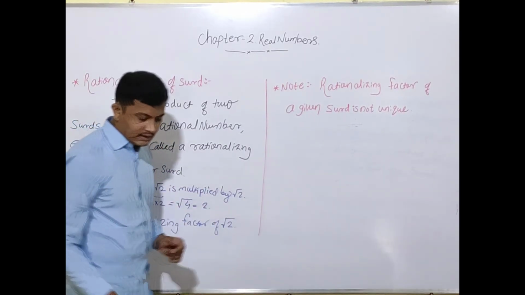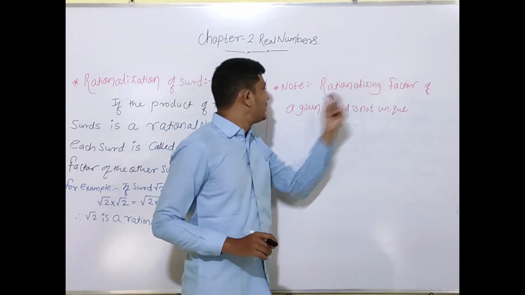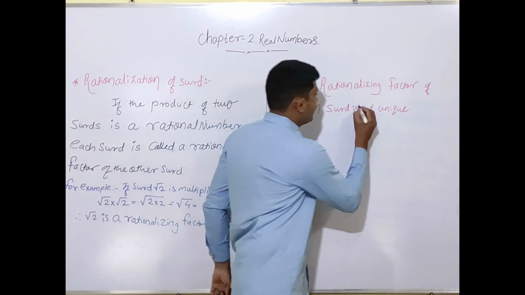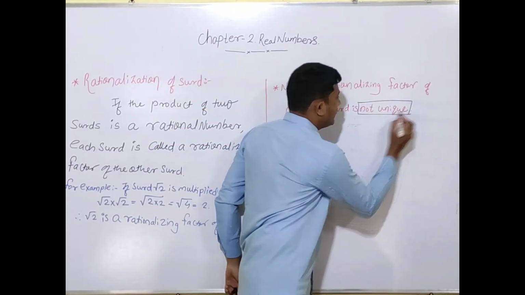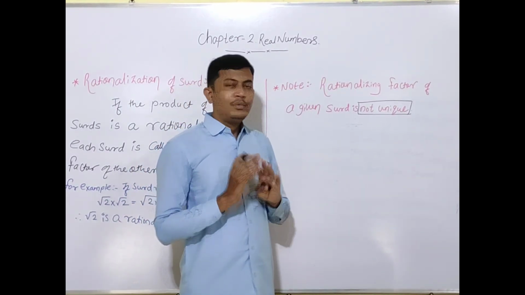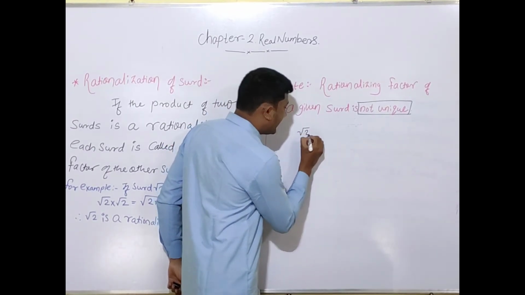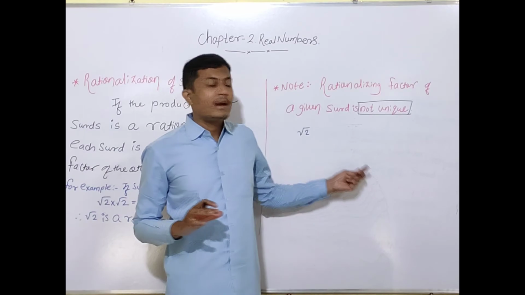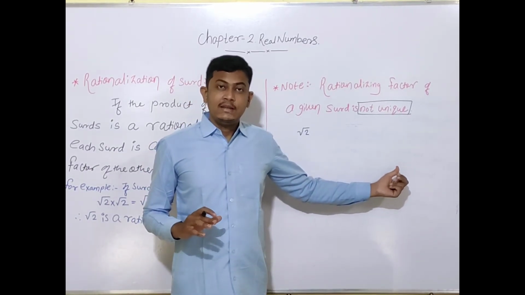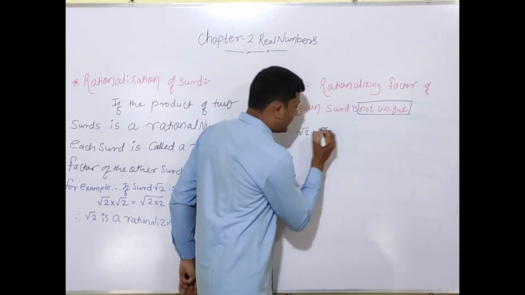Now one note we have to see. A rationalizing factor of a given surd is not unique. Not unique means it is not a single term; it may be more than one term. With an example it will get clear. If we take root of 2, what number should we multiply with root of 2 to get a rational number? It may be root of 8.